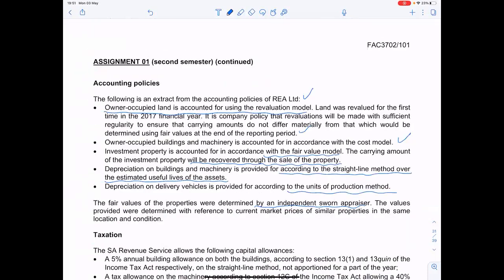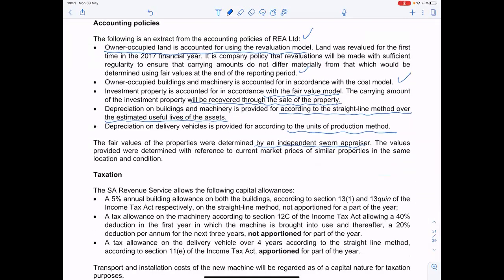The fair values of the properties were determined by an independent appraiser. The values provided were determined with reference to the current market prices of similar properties in the same location and condition. SARS allows the following capital allowances: a 5% annual allowance on both buildings. So we have done that. Oh, that's what I was actually reading there.